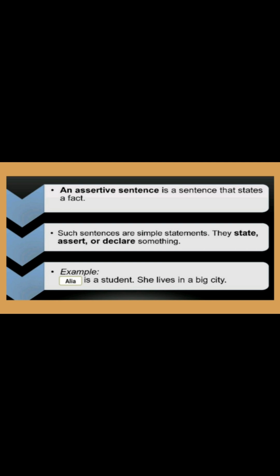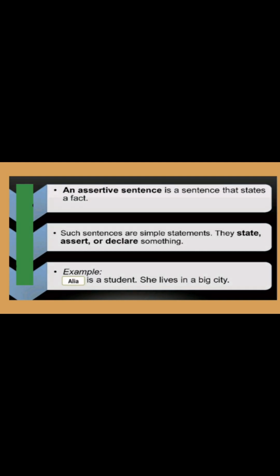An assertive sentence is a sentence that states a fact. We find a fact in an assertive sentence. Such sentences are simple statements. They state, assert, or declare something. For example, Alia is a student. She lives in a big city. This is an assertive sentence.